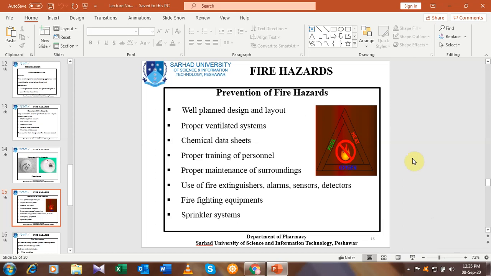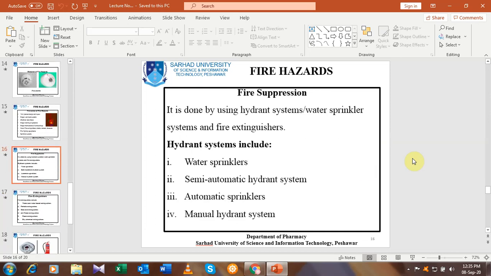Use of fire extinguishers, alarms, sensors and detectors to prevent the fire hazard, and firefighting equipment should be kept there in case of emergency. In case of the fire hazard, the sprinkler system should also be used. Fire suppression.